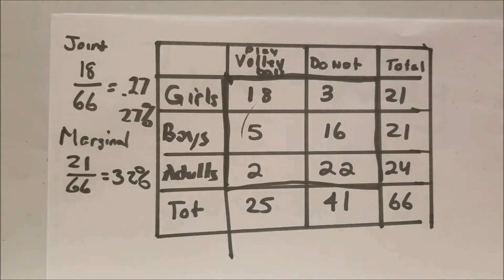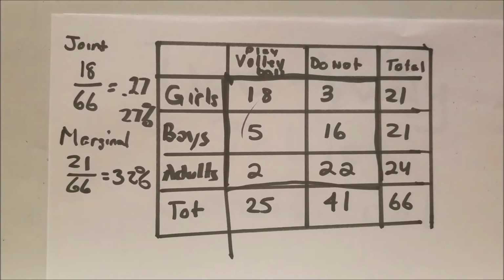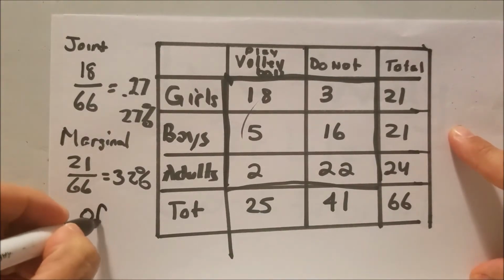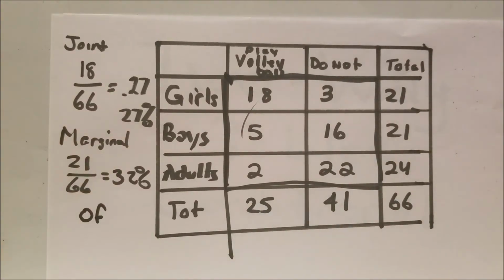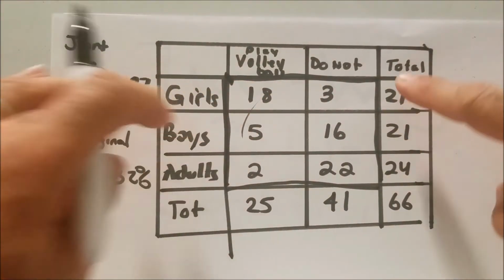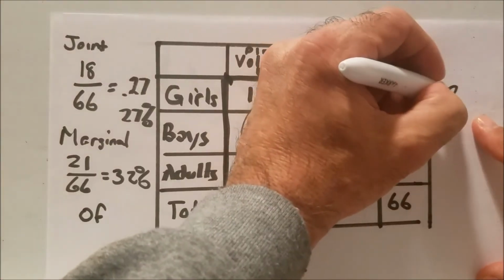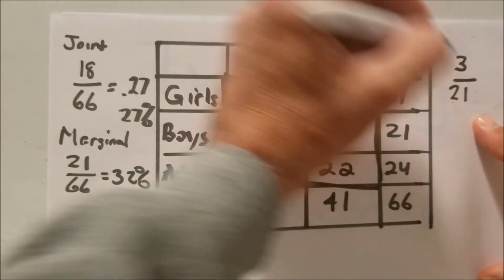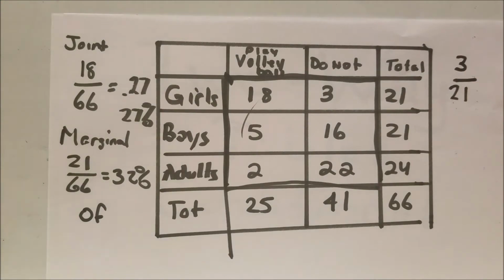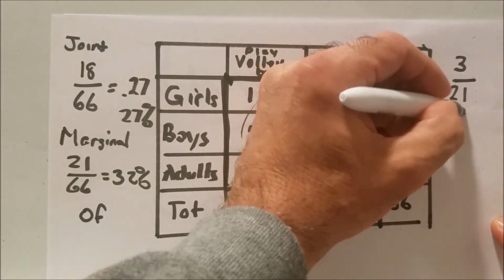Now if I asked you a condition, conditional is only concerned with one row or one column. And you'll hear the word "of." So if I say, of the girls who do not play volleyball, there's your key: of the girls. There are 21 girls and 3 do not. That's a conditional statement, and that's about 14%.